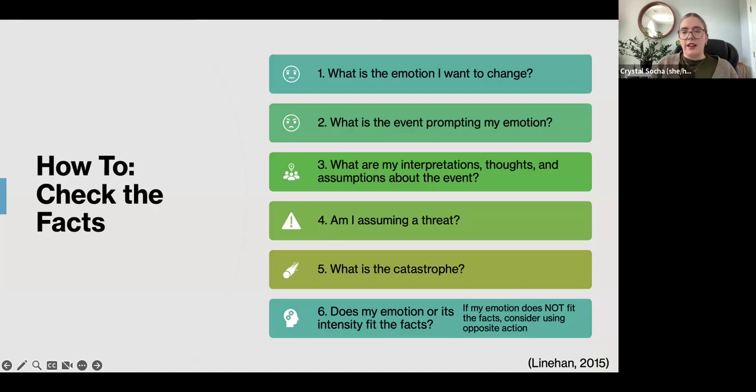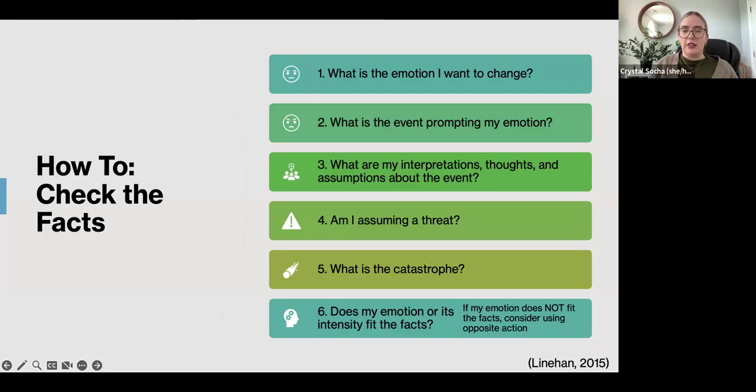What is the worst thing that could happen? If you could play this tape forward, what is the worst thing that could happen? And what if it did happen and you were able to handle it? Okay, you didn't get invited into the event. You didn't get invited to the party. You are able to get through that difficult situation. What does that look like?